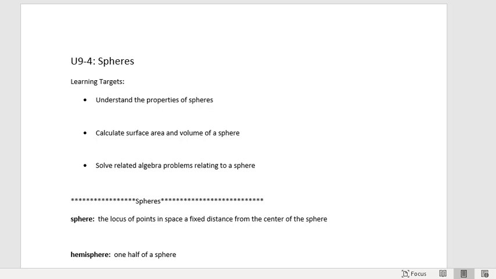All right, today's topic, we are going to look at spheres and we are going to understand some of the properties and their surface area and volume. We will then solve a few problems with algebra.